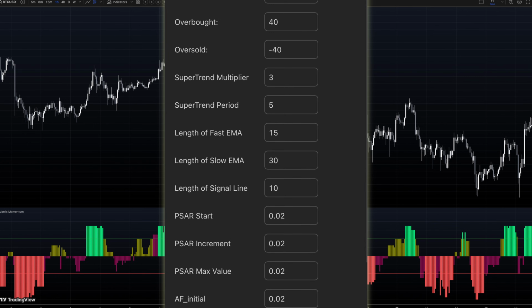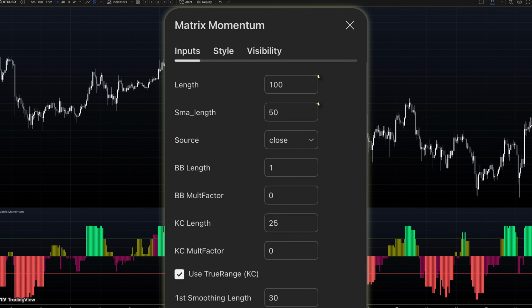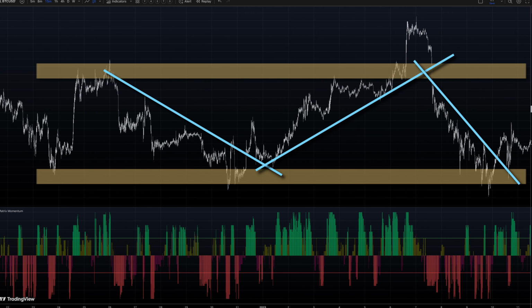While it is highly customizable, excessive adjustments can be overwhelming. To keep it simple, we'll only modify the length and SMA length settings, making the signals more consistent and less noisy. For best results, use this indicator alongside support and resistance or trend lines.